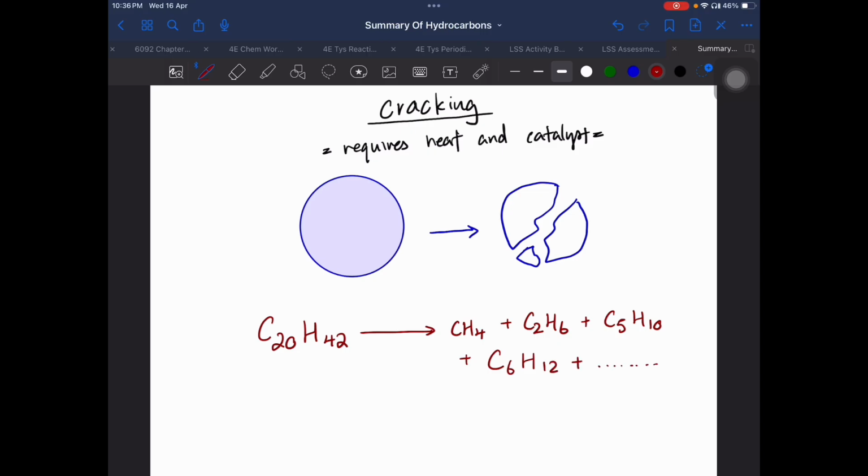That is cracking. But always remember, all the carbon must add up to form the original carbon. All the hydrogen must add up to give the original hydrogen. So as a student, it's really just about counting, right? So long as you count, you should be able to find out what are the chemicals that can come out. So what exactly is cracking? Cracking is a process whereby larger molecules are being broken into smaller molecules.